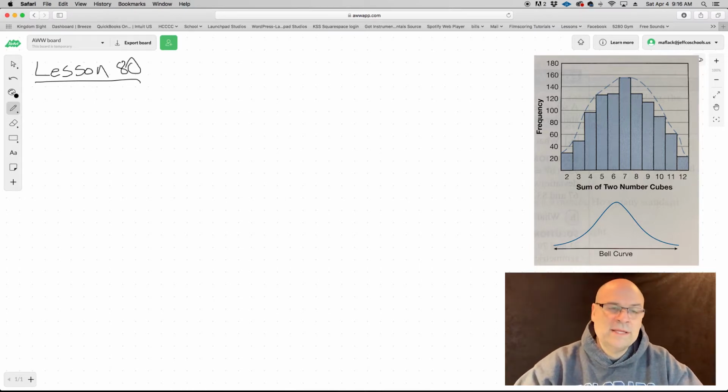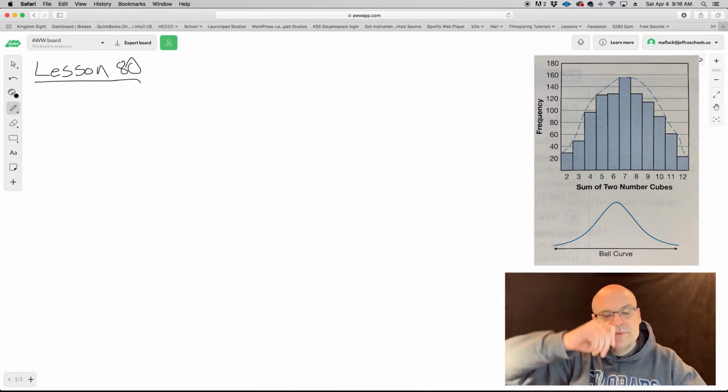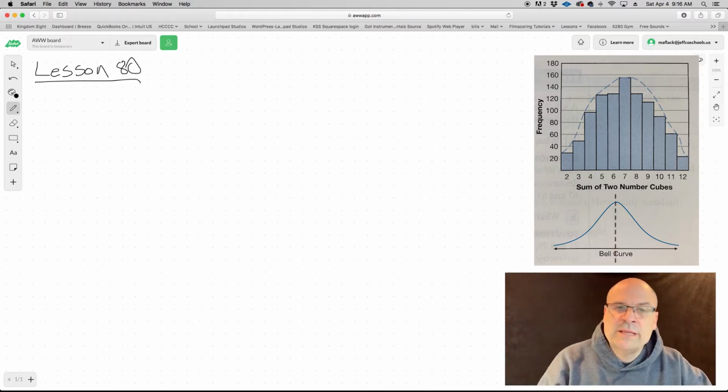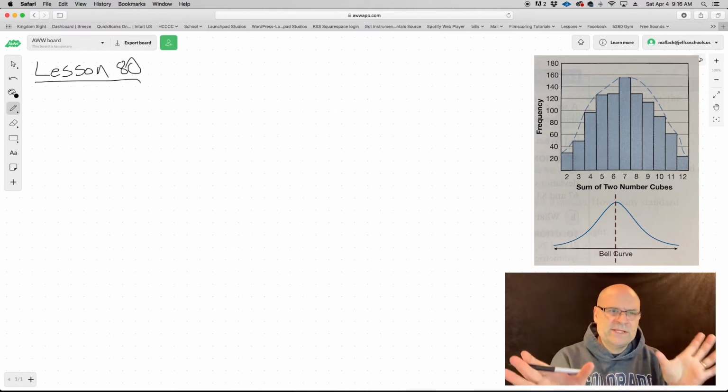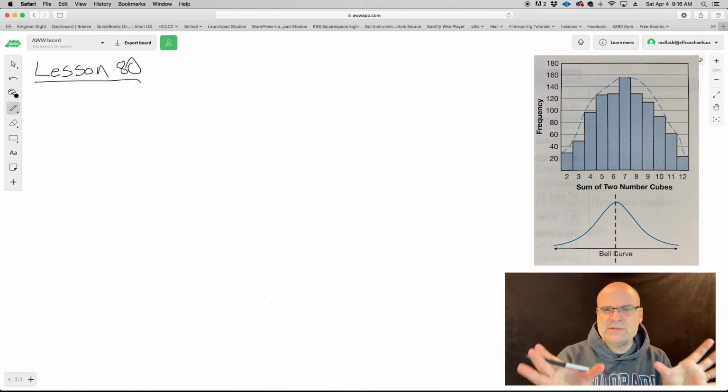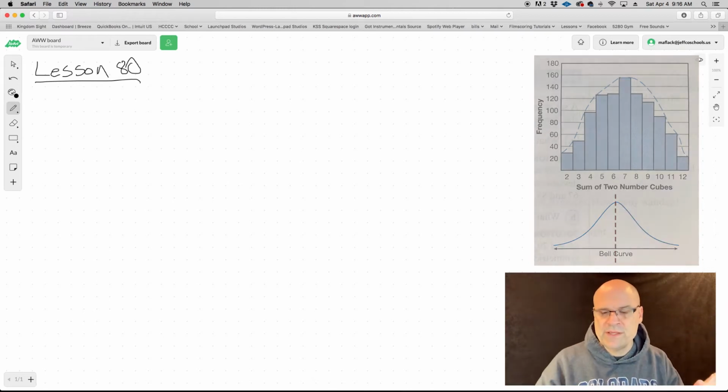It has qualities that are symmetric. For example, if I drew a line down the middle of a bell curve, that would be the mean. And then each side of that would be symmetric. It's like a reflection of the other.